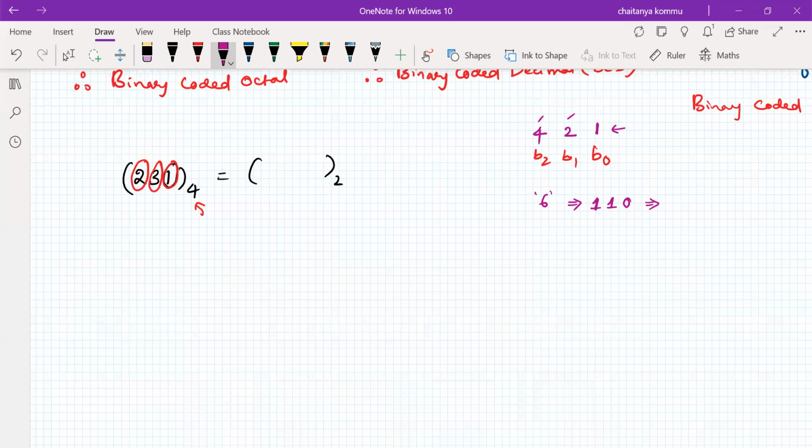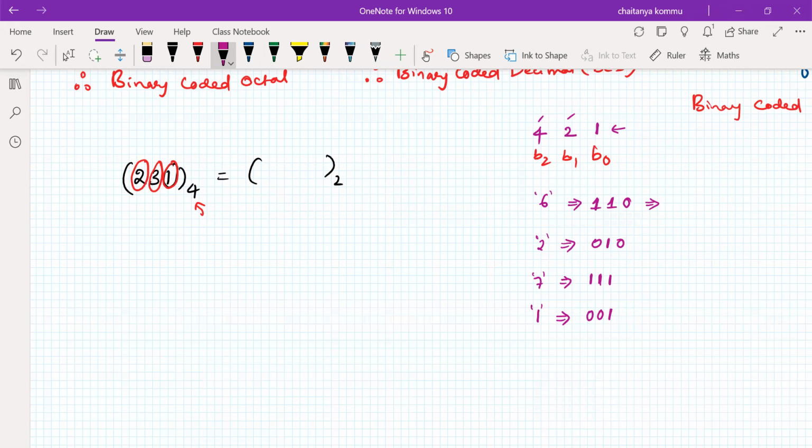For example, I want 2. What bit is required? The middle bit is required; the other 2 bits are not required, right? For example, 7 is required for me. What bits do I need here? The first bit is required, the second bit is required, the third bit is also required.